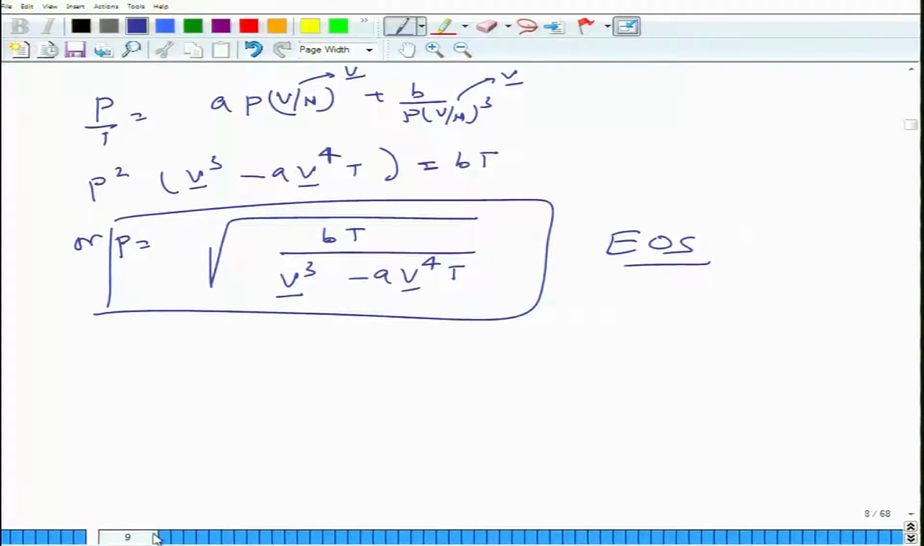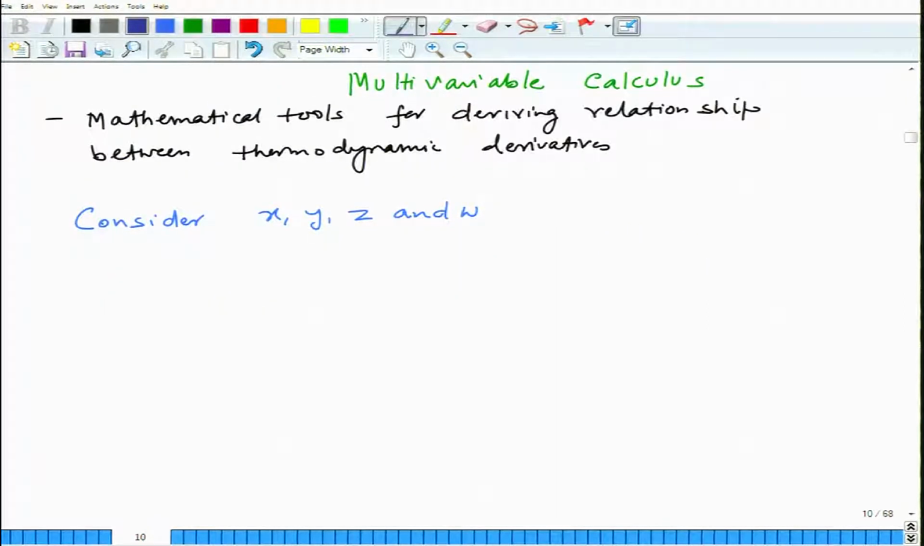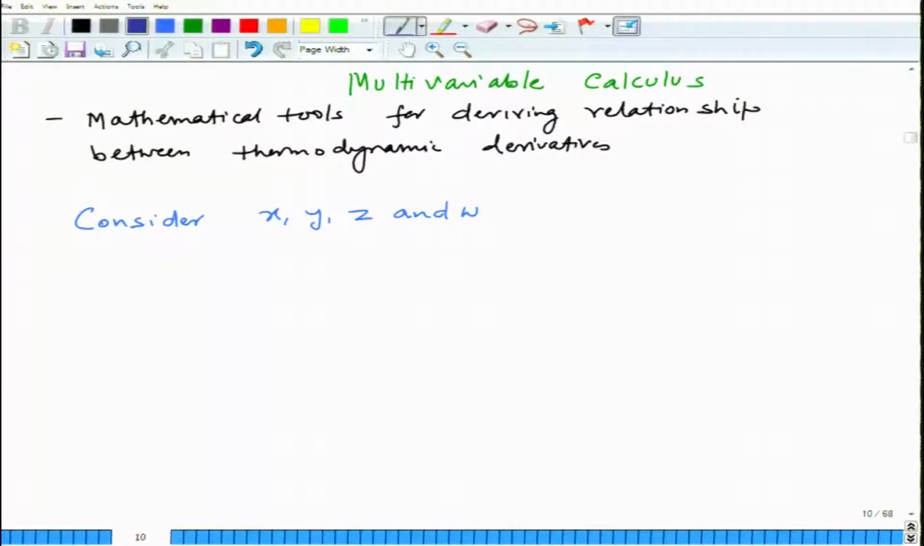Okay. So, now we move on to multivariate calculus. Multivariate calculus is nothing but a mathematical tool for deriving relationships between thermodynamic derivatives. So, what we are going to consider is, let us say, x, y, z and w as variables, which we are going to consider as having a well behaved functional relationship between them.